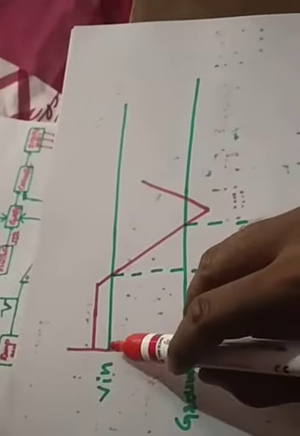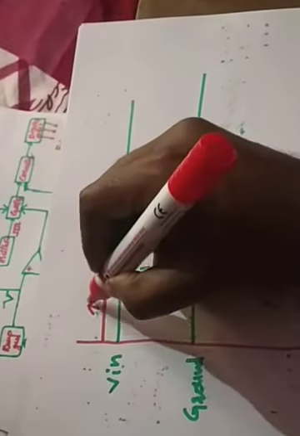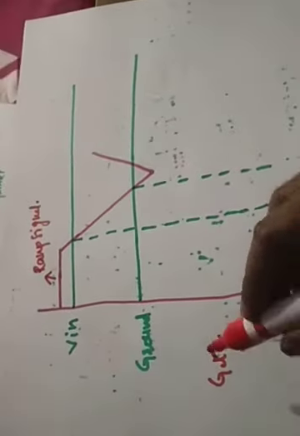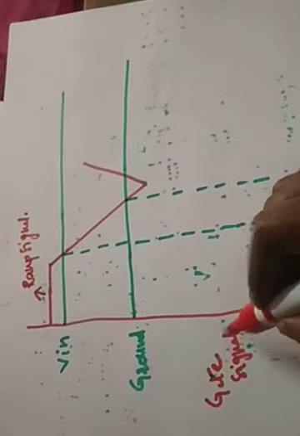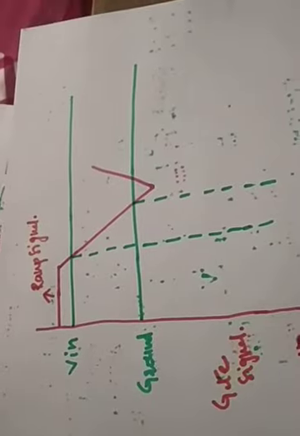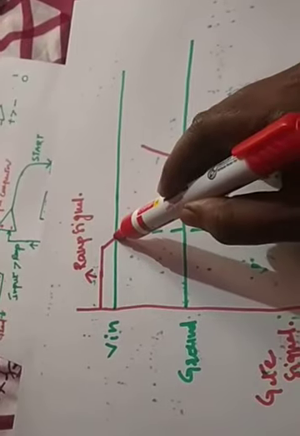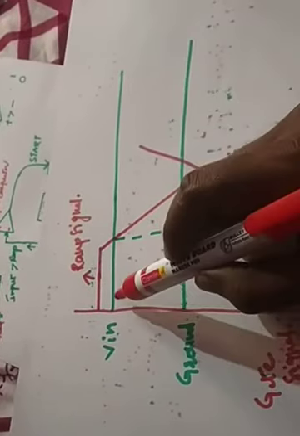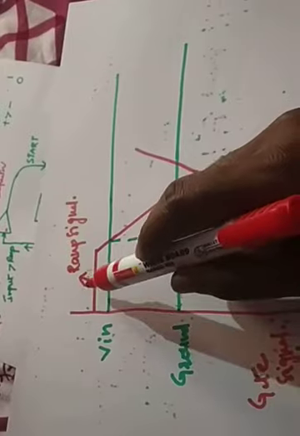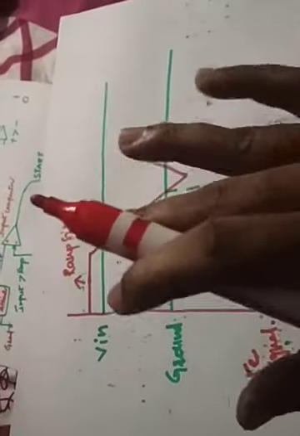I'll explain how it will be. Now here this is the input, and this is your ramp signal. Now there is the gate signal. One more signal is the clock signal. See, up to this portion, your input is less than the ramp signal. Listen to understand.